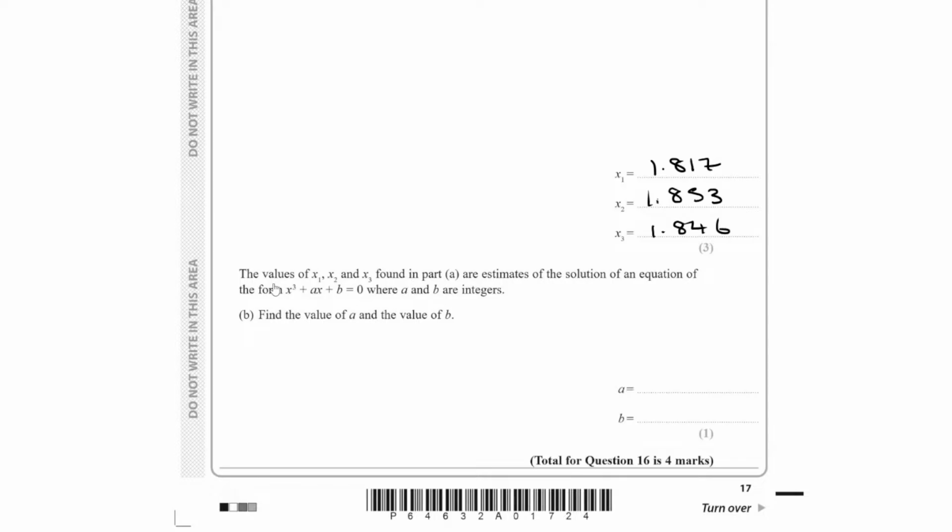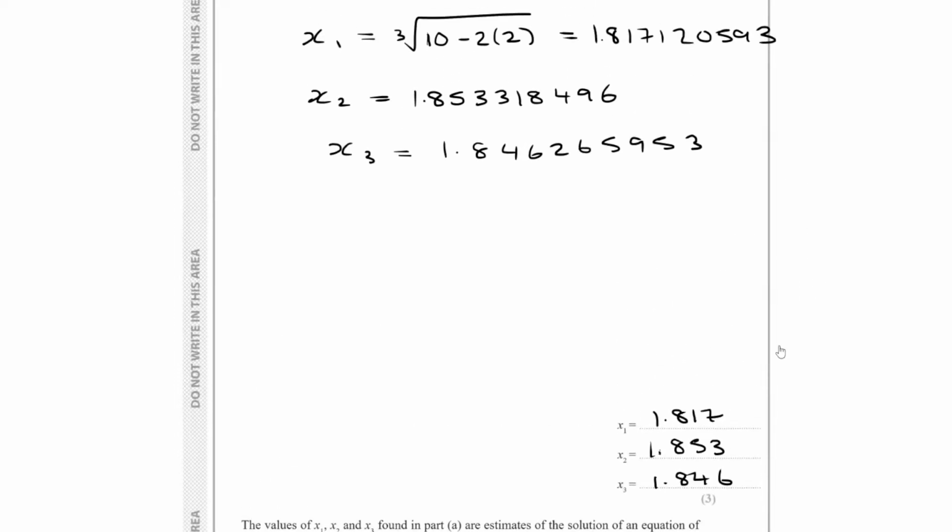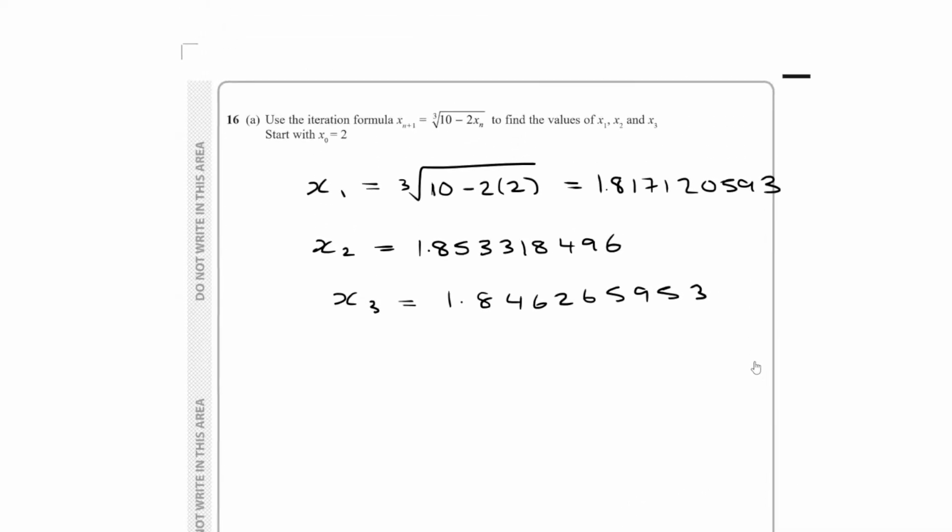So the values of x1, x2, and x3 found in part A are estimates of the solution of an equation of the form x cubed plus ax plus b is equal to 0, where a and b are integers. Find the value of a and b. So we literally already need to do that. I'll write that there, and then if you round it here, they can see both. But as I said, don't round it to 1 decimal place. Make sure that you can see a clear distinction between each one. They shouldn't be the exact same number. So as long as you don't round it too much.